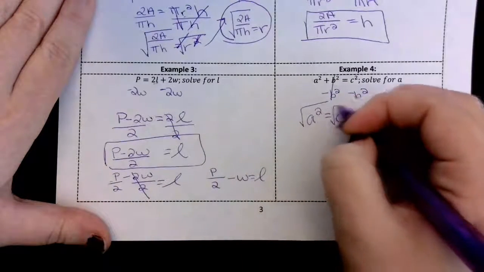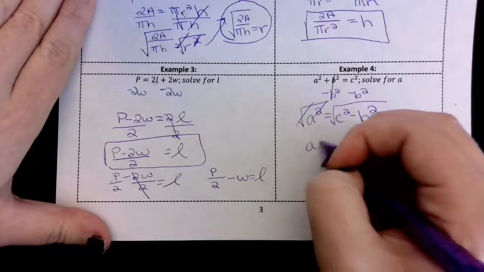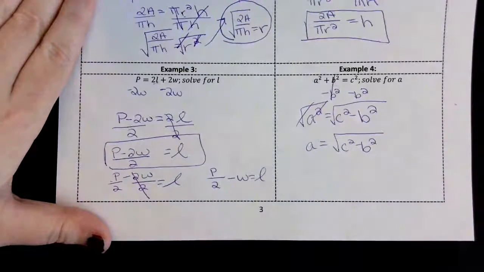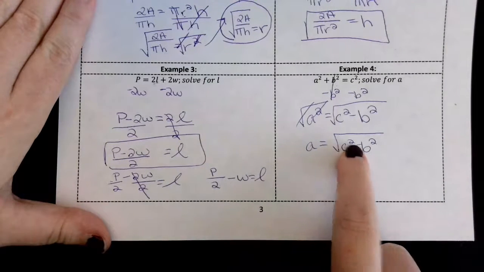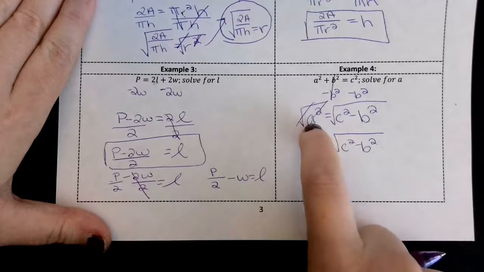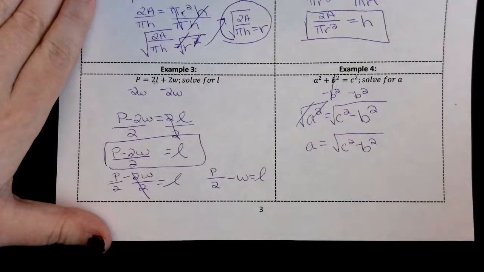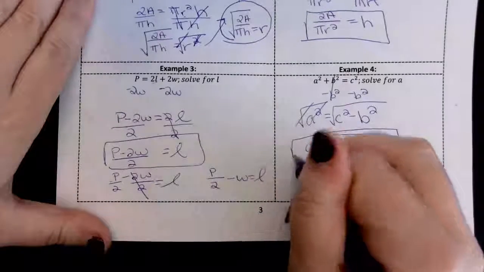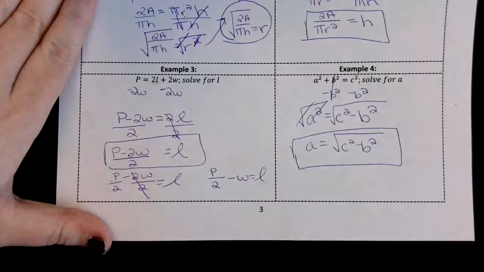Square root it to get rid of that square. Now you need to be careful. I cannot get rid of the squares here because there's a subtraction sign separating them. I can do it over here because it's just A squared, the square root of it. There's a subtraction sign here, so I cannot get rid of those 2 squares. So that is my final answer.